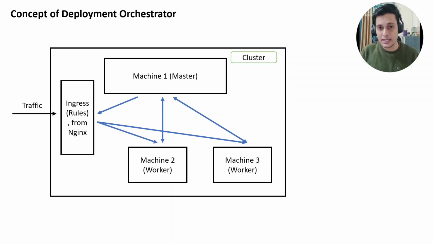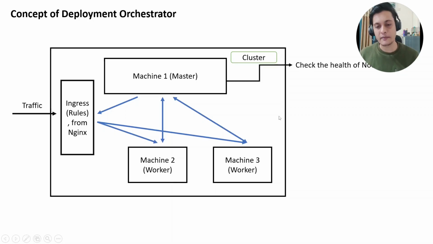So in this way, this complete networking works inside a cluster with multiple machines. And let's discuss a bit more about this machine one, the master. What does it do? First of all, it will check the health of nodes.